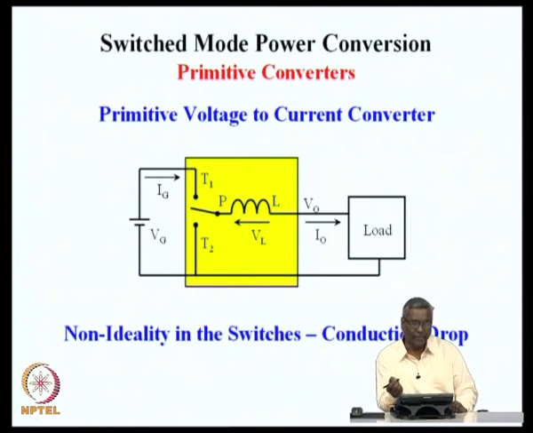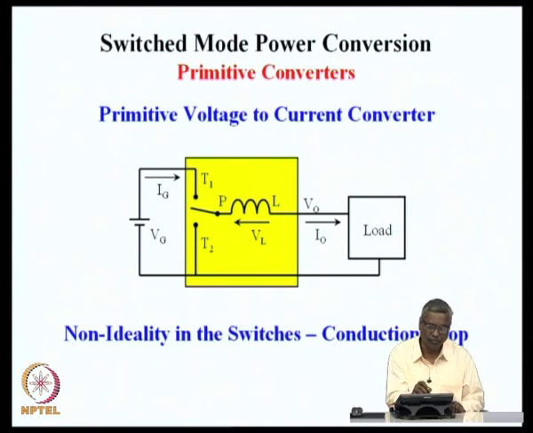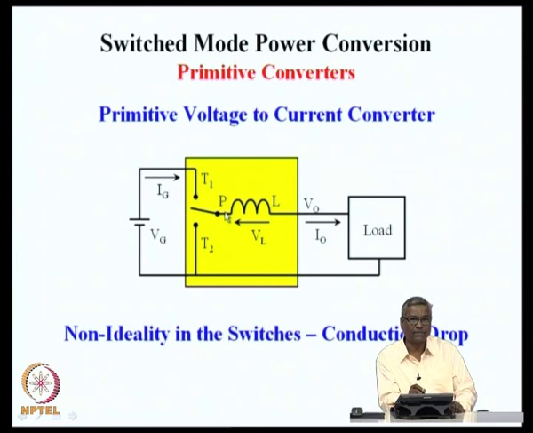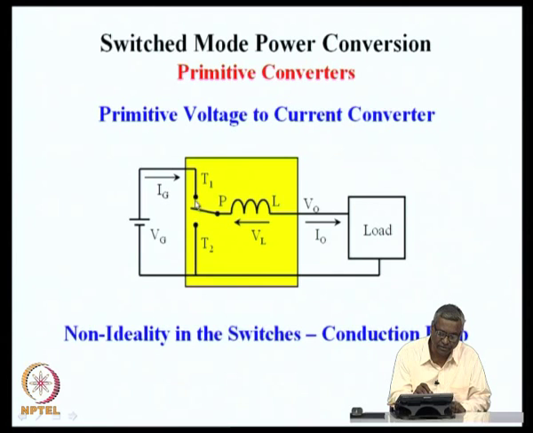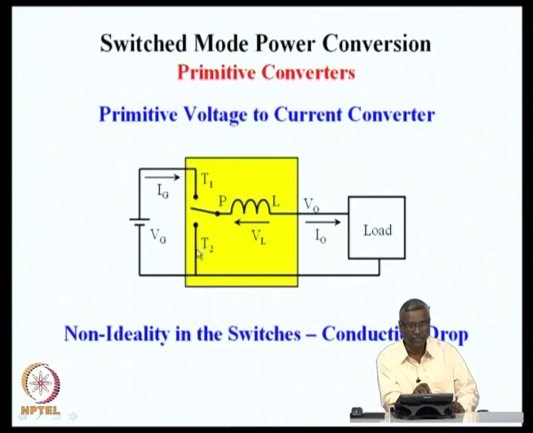The other non-ideality in the converter is that the switches T1P and T2P do not have 0 voltage across them. When current is flowing through the switch T1P, there is a small voltage drop across the switch, and similarly when the current is flowing through T2P, there is a voltage drop across the switch. This depends on the type of switch that we use.